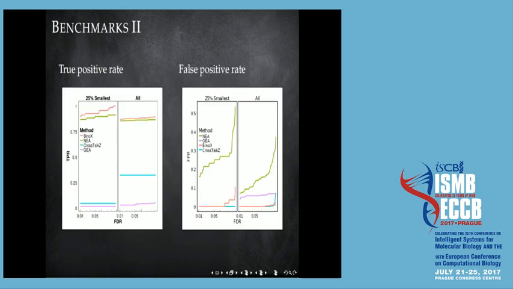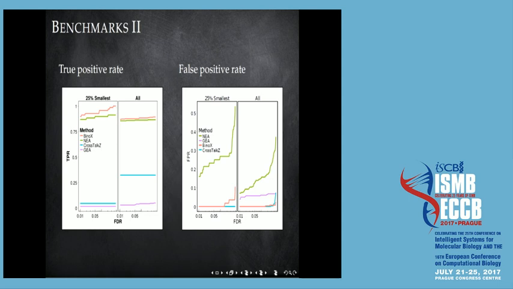Some further benchmarks on true positive rate and false positive rate: we took pathways and tore them apart into halves, and the method should find them back together. If they find the whole pathway back together, we count it as a true positive. Whereas for false positives, we replaced the genes in the halves with random genes, and if the methods reported an enrichment there, we counted this as a false positive.